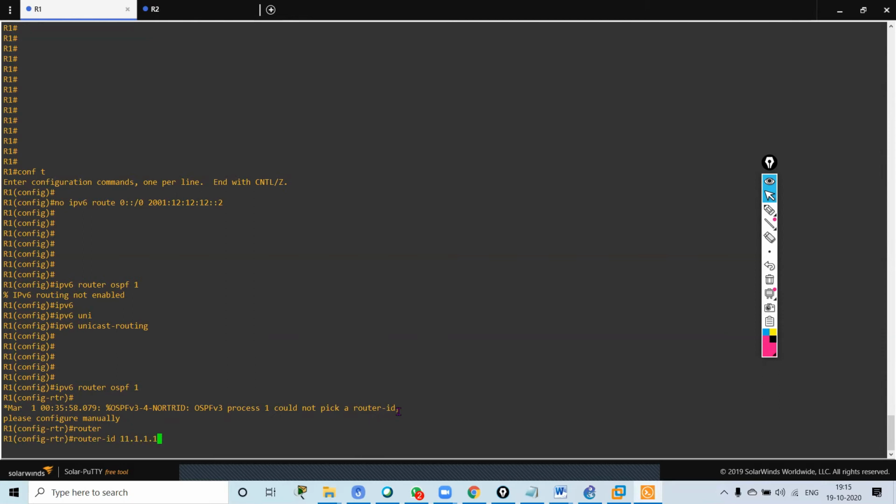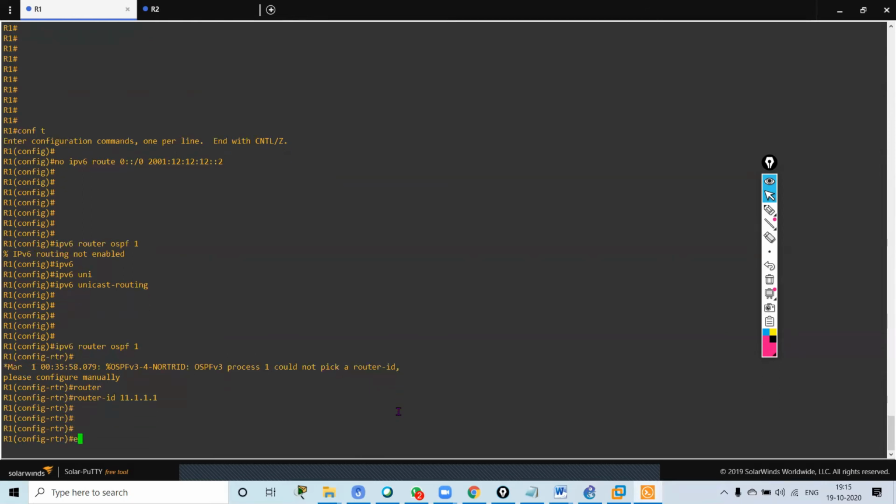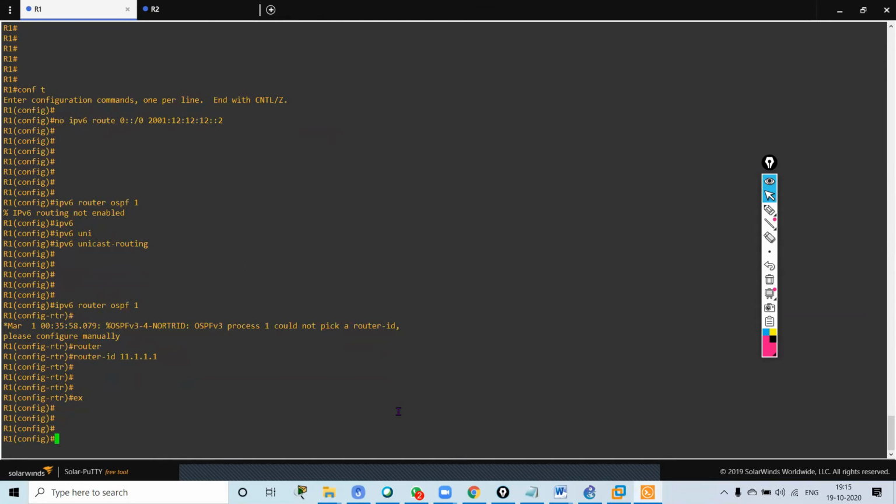So I'm setting it 11.1.1.1. Any random IP address you can take. That's best practice as well, right? Always set the router ID manually. In IPv4 also, it is a best practice. Got it.